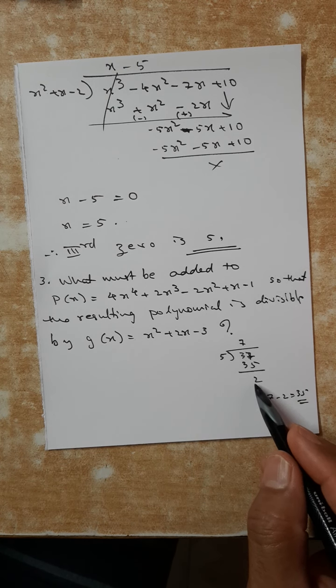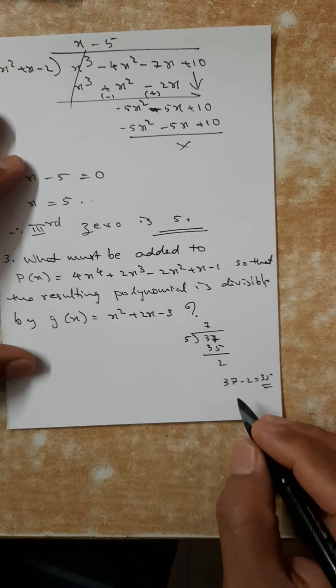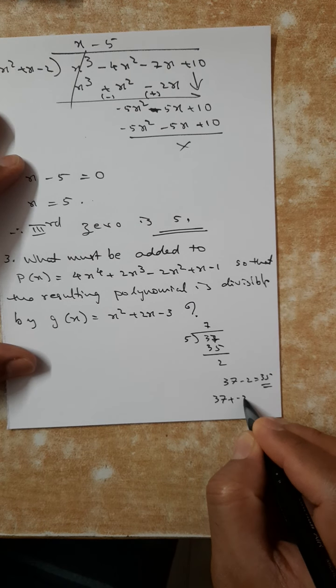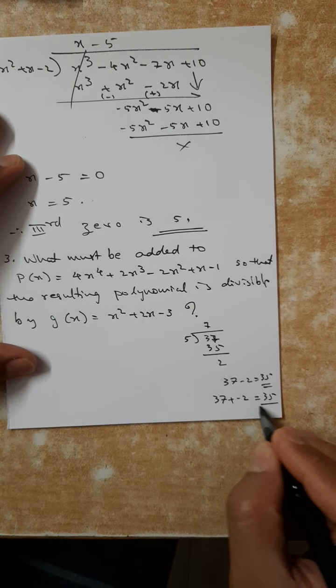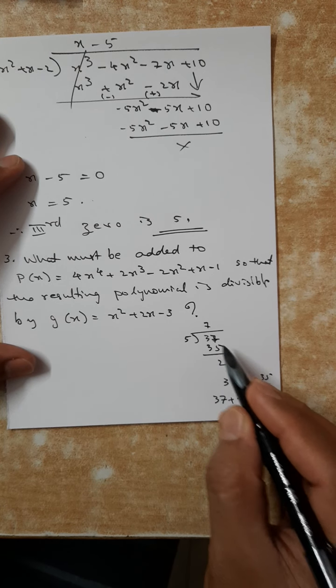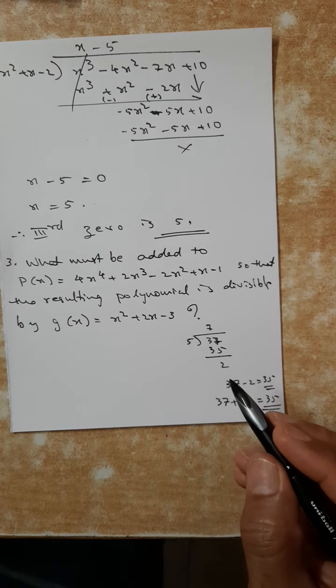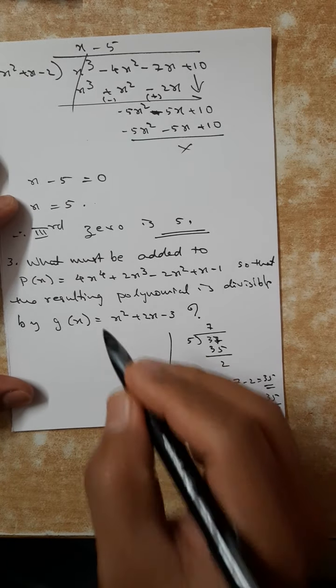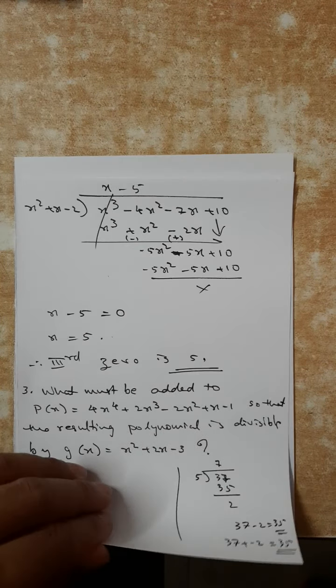So just change the sign and do the addition. 37 plus minus 2, that is 35. So what should be added means find the remainder and just take the opposite and do the addition, that is enough. So the same technique we will apply here. First do the division.